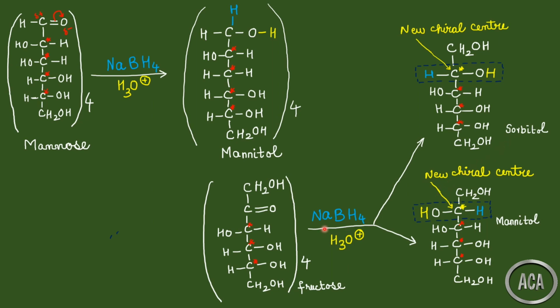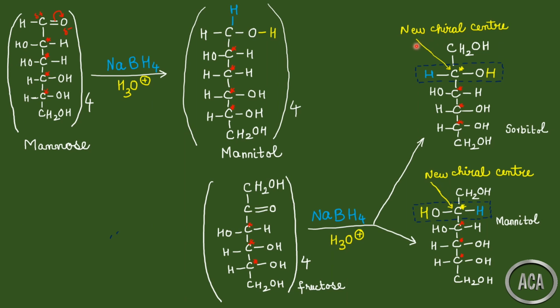Now if it attacks from the right hand side over here, then we will get a mannitol. So what is very important to note over here is, in case of fructose, the carbonyl carbon is not a chiral center. This is not a stereo center. But after the addition of the hydride ion over here, immediately this carbon will become a stereo center. That means a new asymmetric center, a new chiral center, is generated over here.